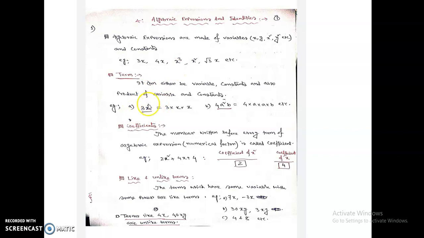Like if I split the term 3x squared, I will get 3 into x, so it is the product of constant 3 and the variable x, right? So here 4a squared b is a term, a product of 4 into a into b. So that contains the constant 4 and the variables a and b, right? So 3x squared and 4a squared b are all terms of different algebraic expressions.